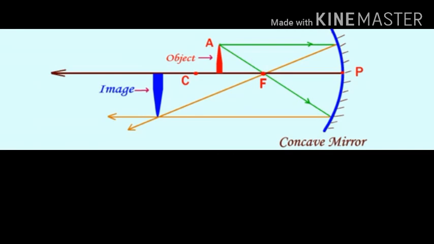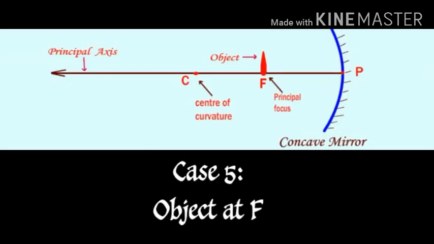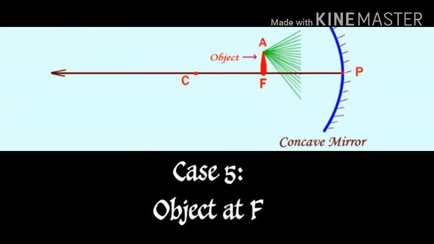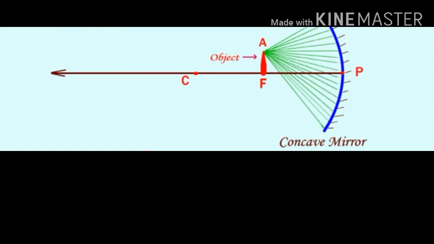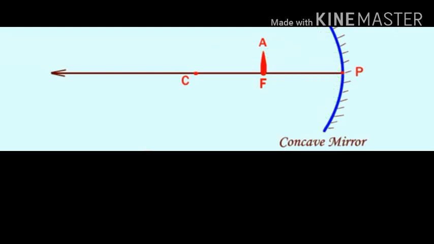In case 5, we place the object at the focus. Just considering an object at the focus of a concave mirror, from the top point we are considering two light rays. Consider a light ray which is passing through the center of curvature, and another one directed towards the pole of the concave mirror. The light ray which is passing through the center of curvature bounces back through the same path, and the light ray which strikes at the pole bounces back by making equal angle with the principal axis.